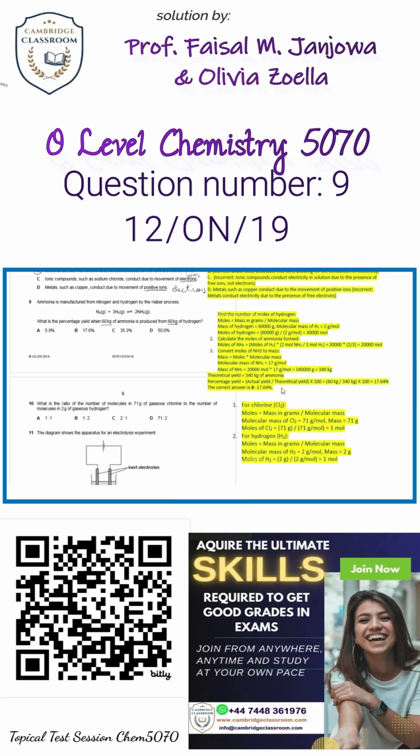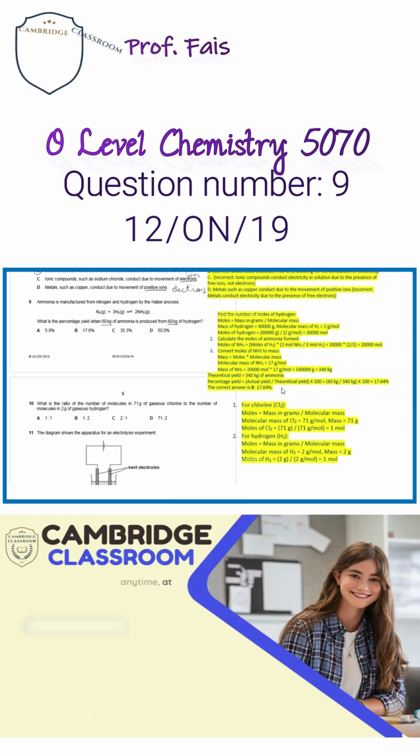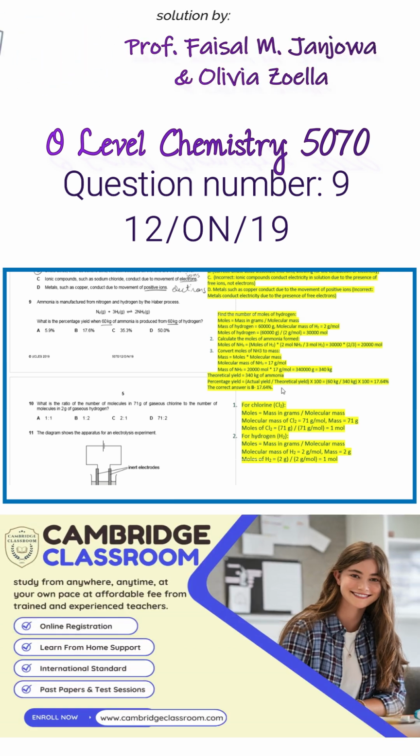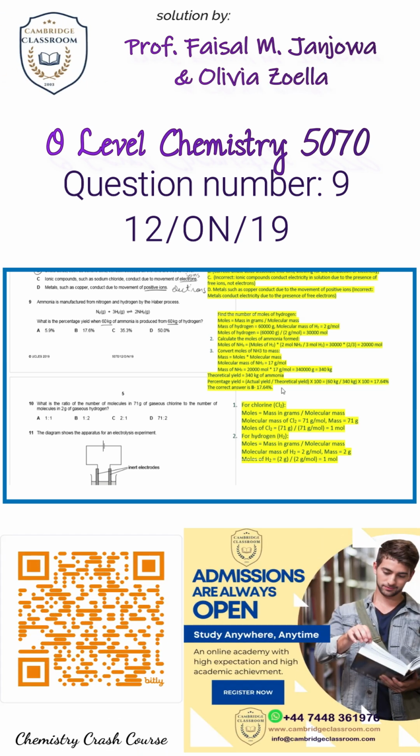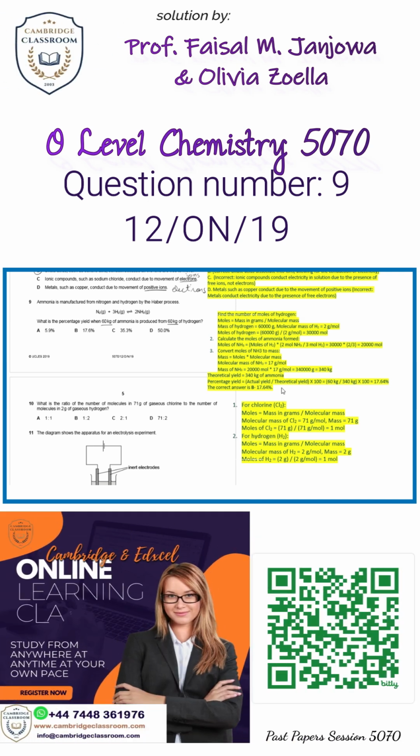1. Find the number of moles of hydrogen. Moles = mass in grams / molecular mass. Mass of hydrogen is 6,000 g. Molecular mass of H2 is 2 g/mole. Moles of hydrogen = 6,000 g / 2 g/mole = 3,000 moles.